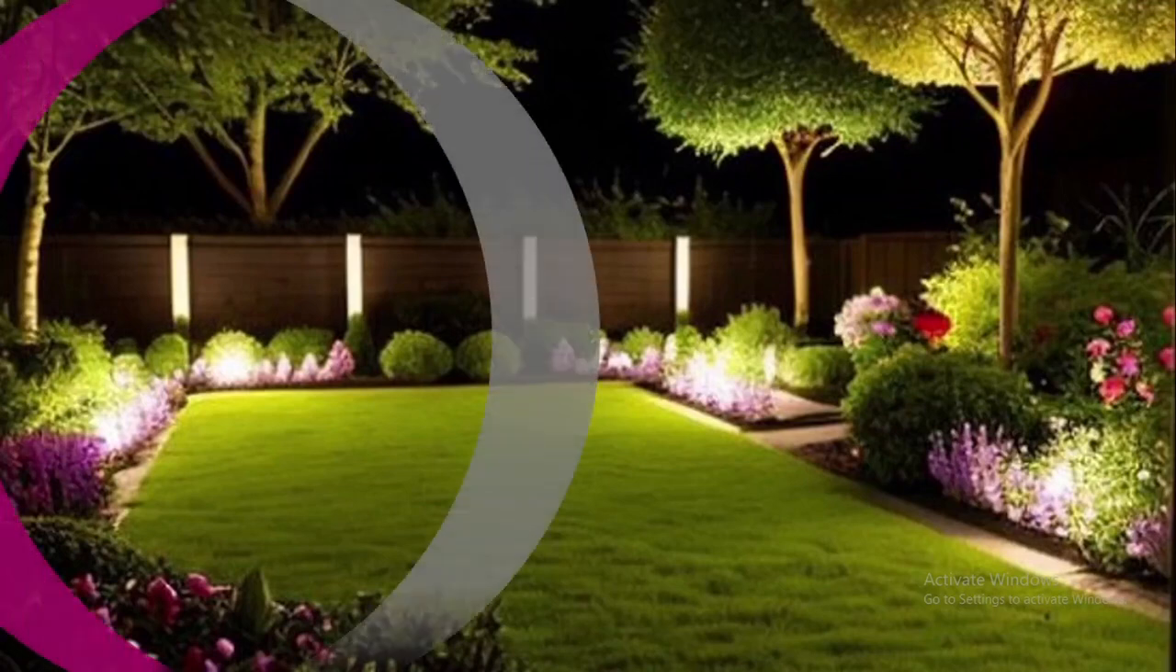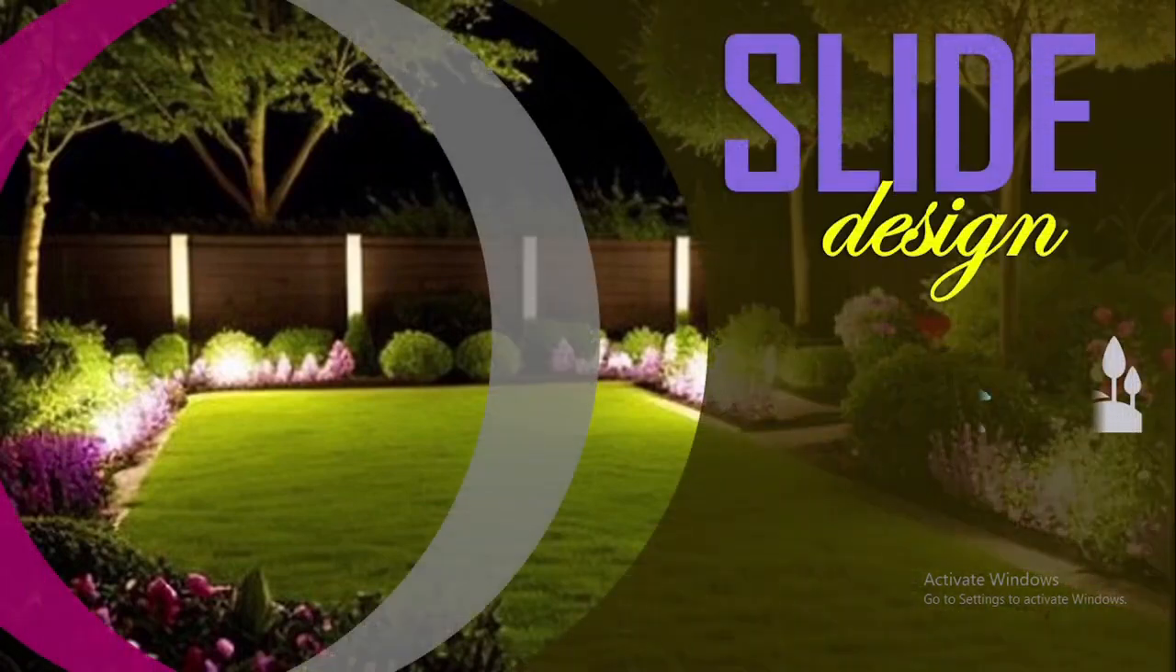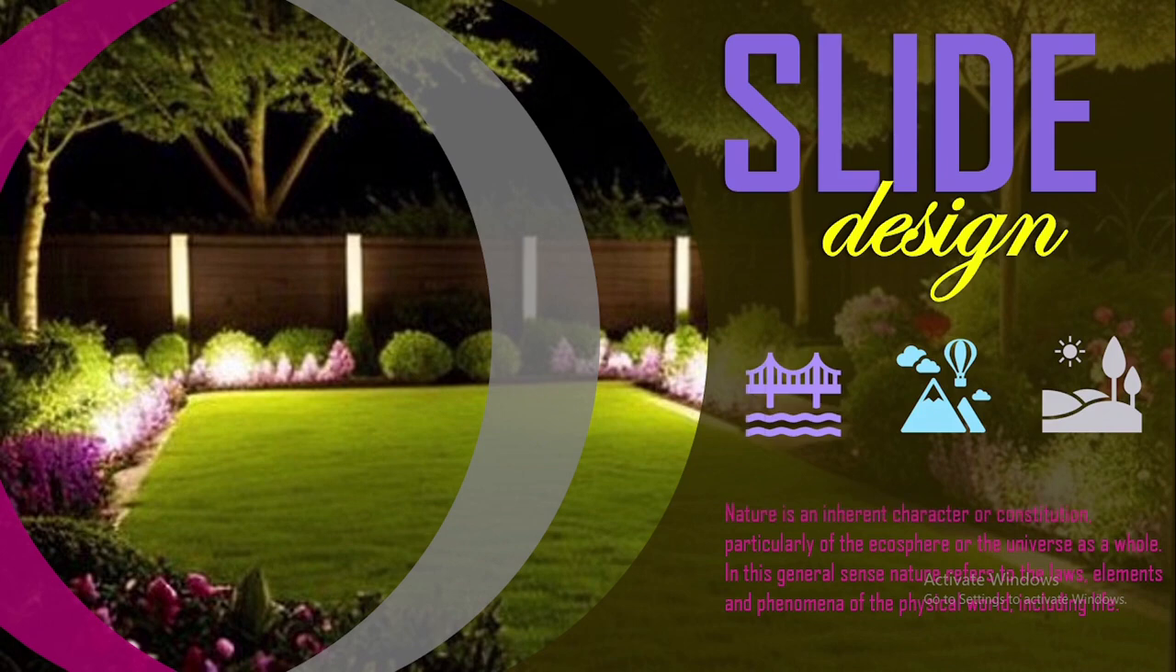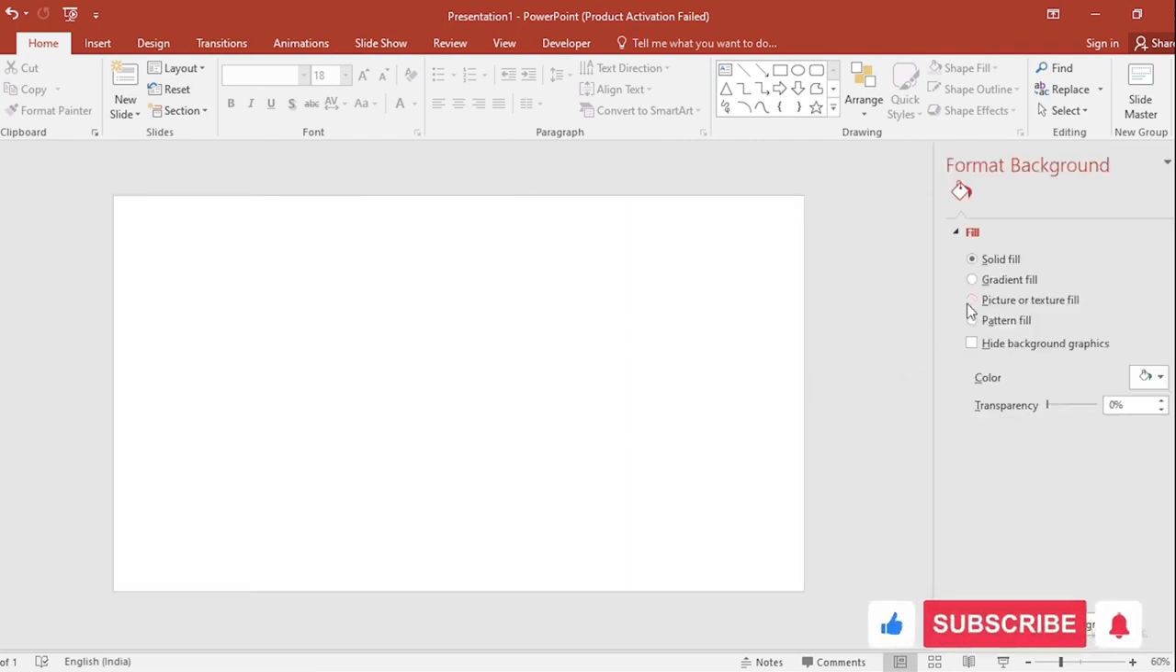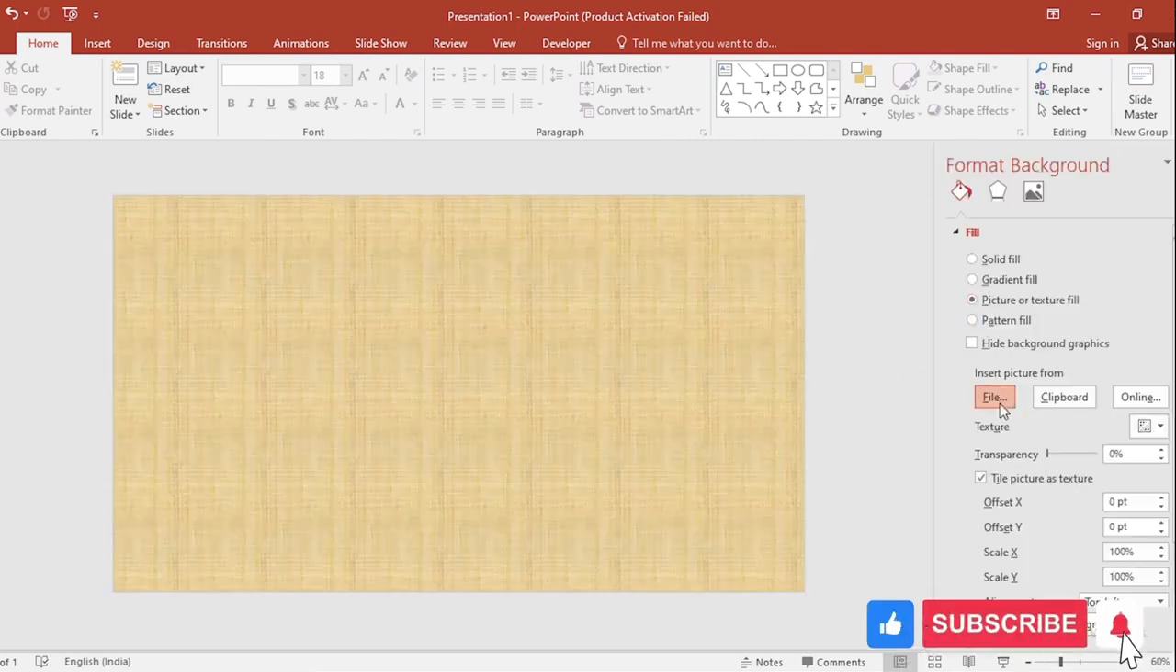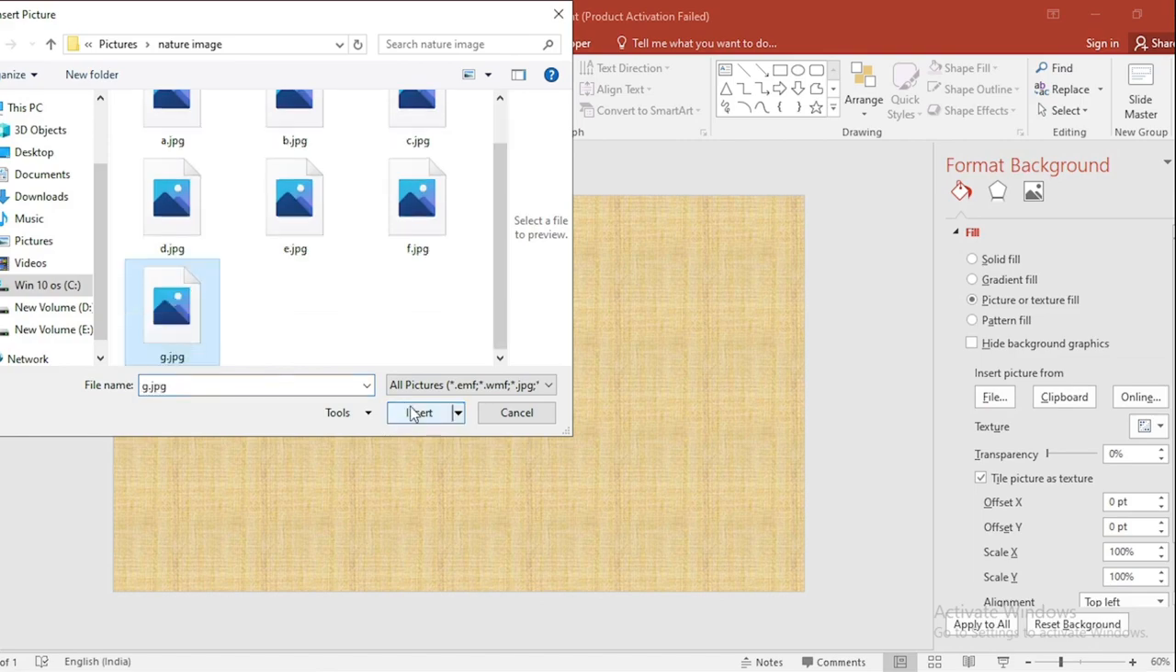In this video, we are going to show you how to create beautiful slides in PowerPoint. So, let's start the video. Right-click, go to Format Background. Click on Picture or Texture Fill, go to File, select and insert it.